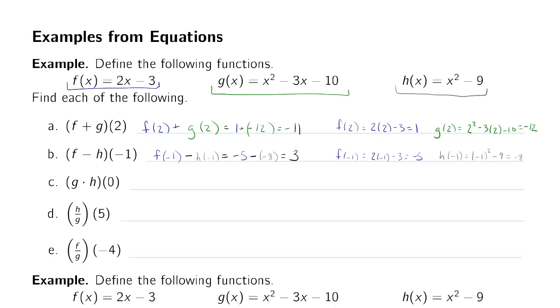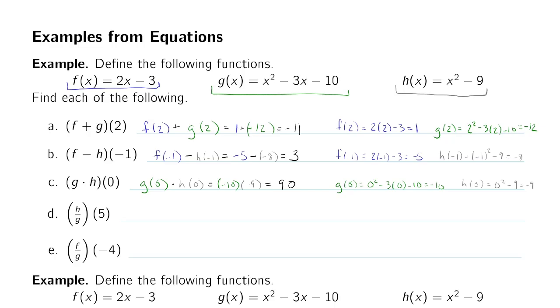If we want to take g times h of 0, well, that's g of 0 times h of 0. We can work out g of 0 is 0 squared minus 3 times 0 minus 10, which is negative 10. H of 0 is 0 squared minus 9, which is negative 9. And so g of 0 times h of 0 is negative 10 times negative 9, which is positive 90.